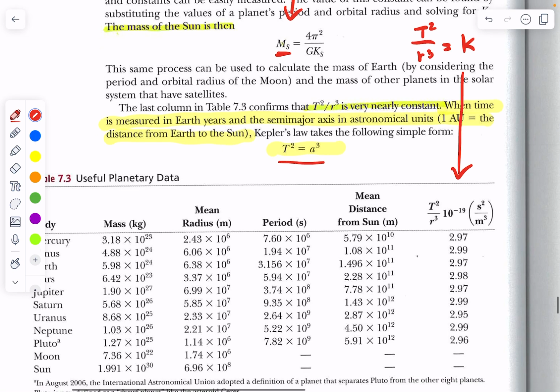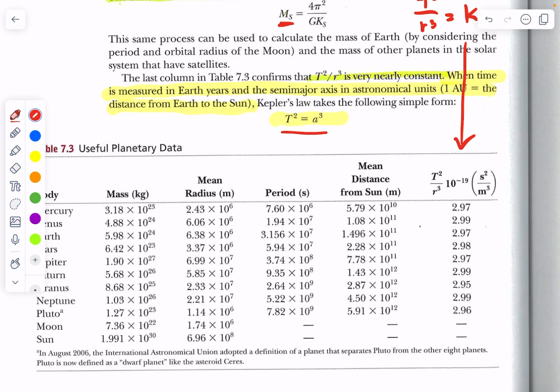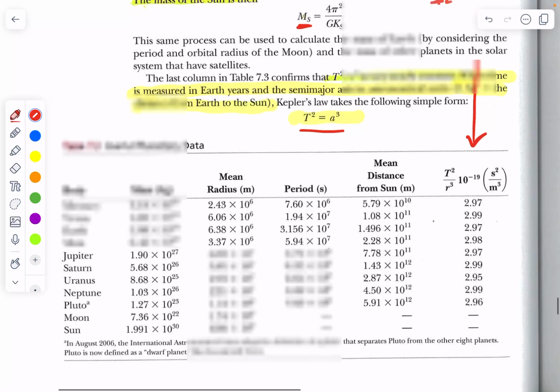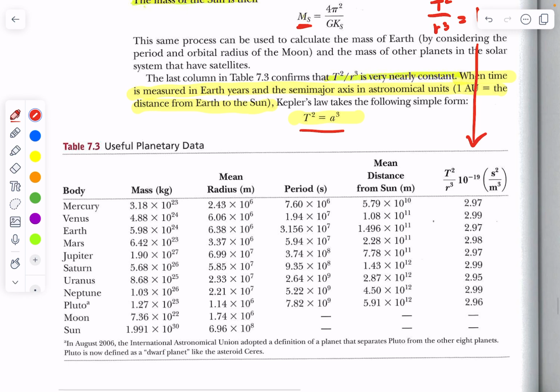So if we were to look at the radius and the amount of time it takes in seconds, I'm sorry, we want the mean distance, the average distance in its elliptical orbit from the sun, you can see that we pretty consistently get the number 3.